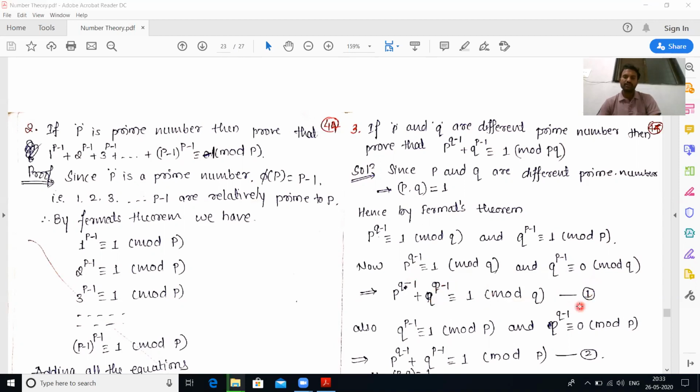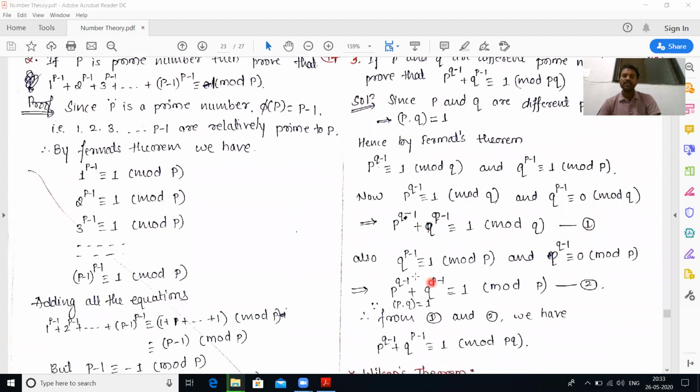That is equation 1. Similarly, by using Fermat's theorem, q raised to p-1 is congruent to 1 mod p and p raised to q-1 is congruent to 0 mod p. So again, adding these two, we get p raised to q-1 plus q raised to p-1 is congruent to 1 mod p.